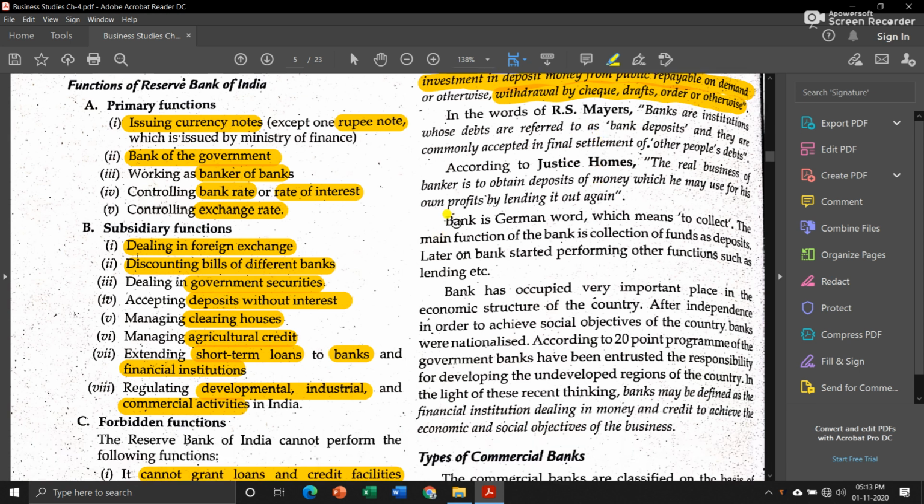Now let us see what the term bank means. Bank is a German word which means to collect, because they take deposits from the general public. The main function of the bank is collection of funds as deposits. Now remember, collection of funds by a bank is known as deposit, and later on banks started performing other functions such as lending, etc. Agency functions are those other functions that banks perform these days.